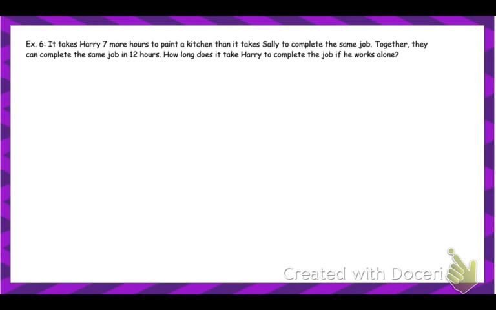Whenever we're talking about questions involving a rate or how long it takes, we need to remember that distance is rate times time. And the amount of work that you're doing is whatever your rate is to do it times the time you actually take. So in this case, it's telling us that Harry takes 7 more hours to paint a kitchen than it takes Sally for the same job. Together they complete the job in 12 hours. So that means that their combined rate is they can paint one kitchen in 12 hours.